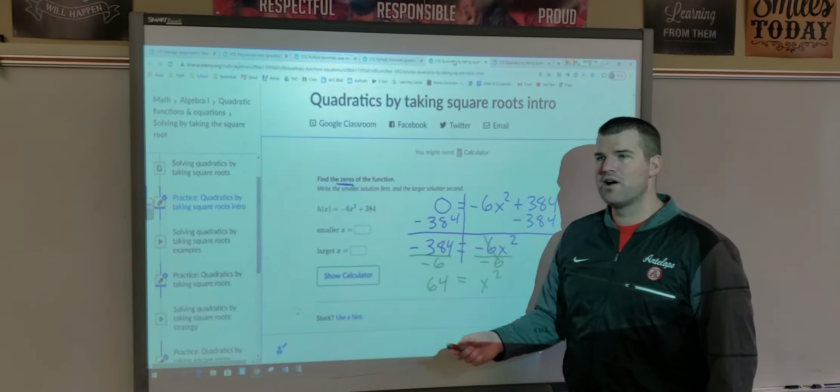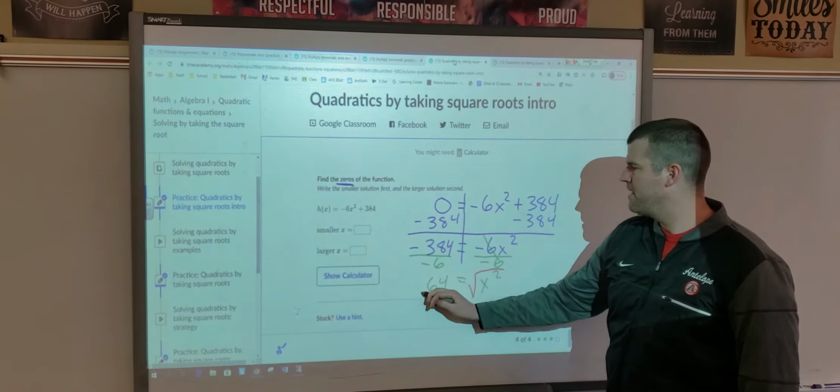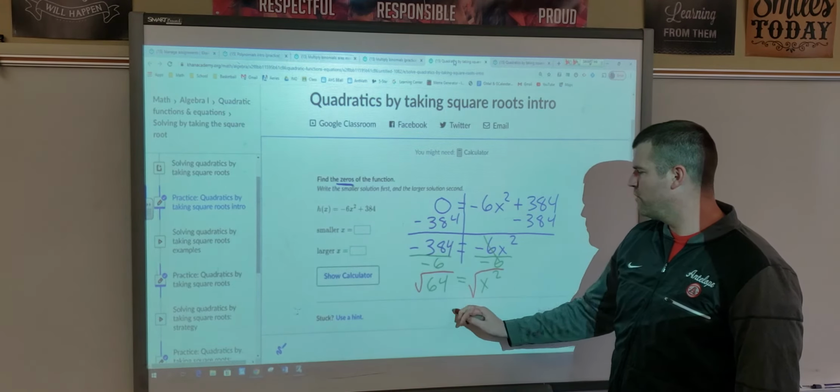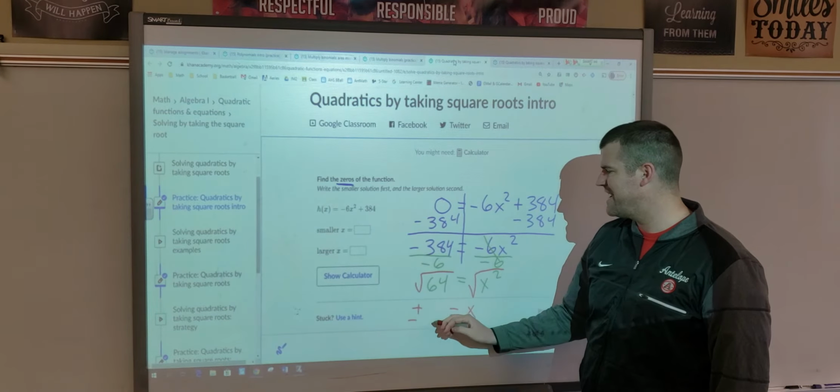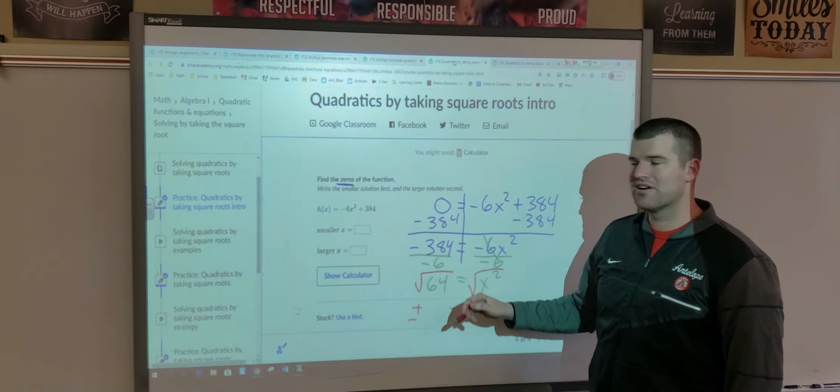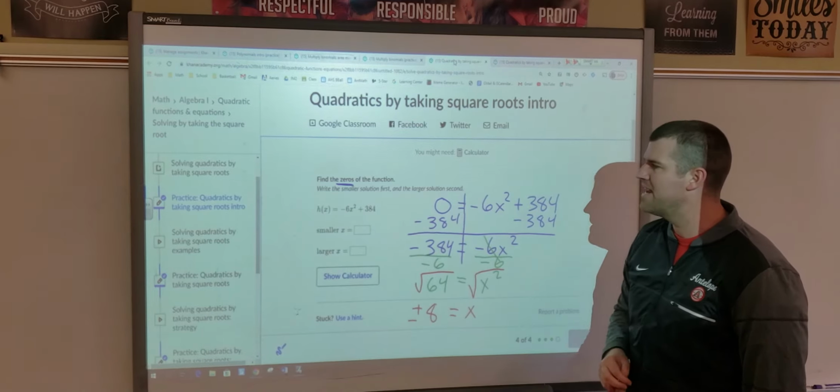This is the point where we want to take the square root. And when we take the square root, we get two solutions, right? We get the positive and the negative. And the square root of 64 is 8. So we get positive 8 and negative 8.